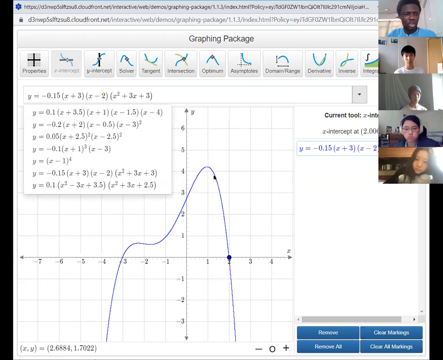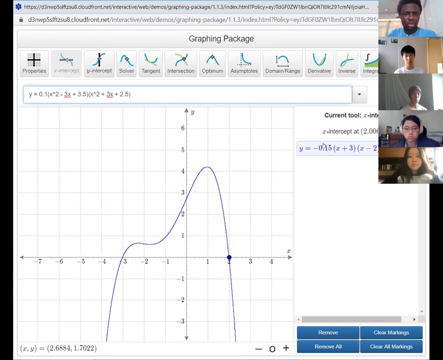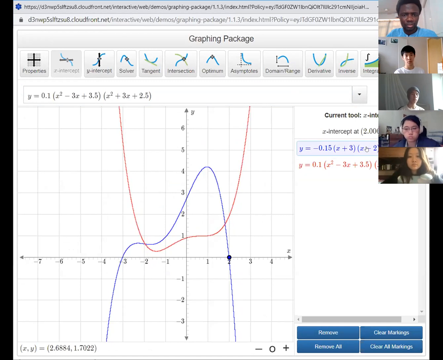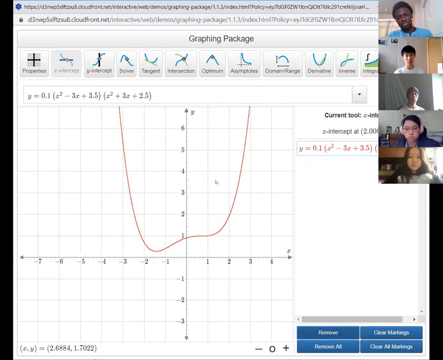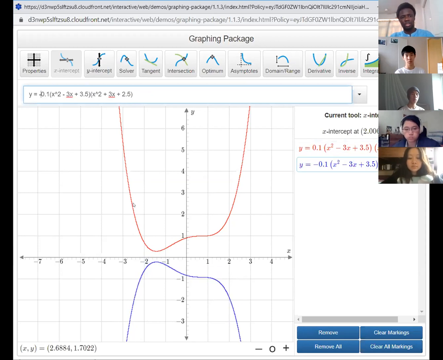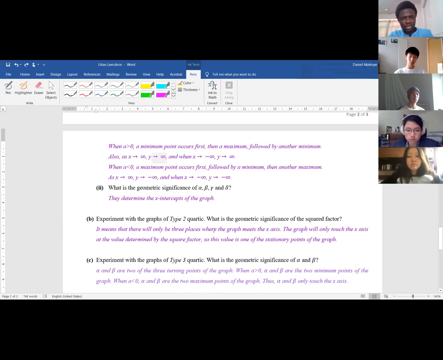And the last one is when you have 2 quadratic factors. It doesn't touch at all. The 2 quadratic factors ensure that it doesn't touch at all. And you can have it below or above. So if I have negative here, then I have this. It will never touch. It will only be on one side of the graph. And that is what we mean by this.